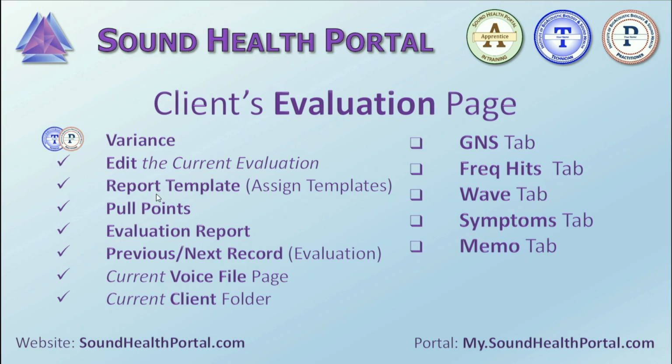We're able to assign a different template by clicking on the Report Template button. And we're able to automatically have the computer pull points for us. We can create an evaluation report. This Previous Next Record button will move us to the next evaluation. We're able to go to the voice file page by clicking on the name of the voice file, and we're able to go to the client's folder by clicking on the client's name.